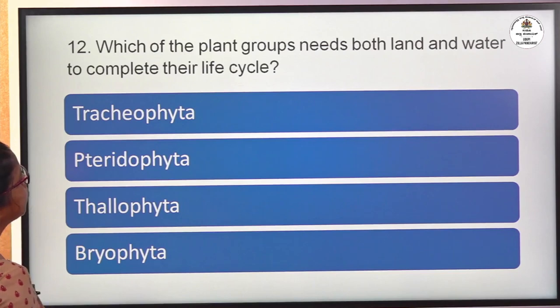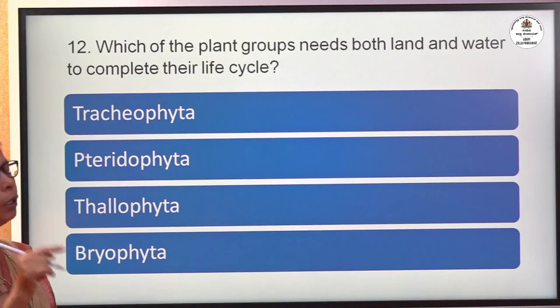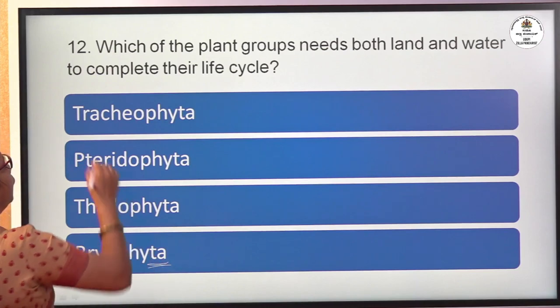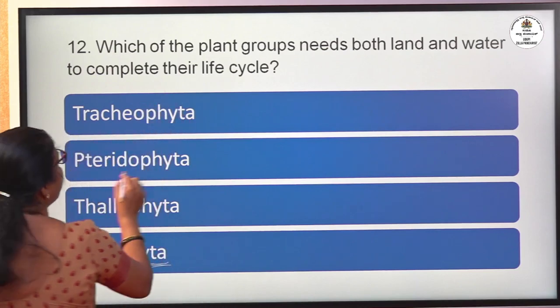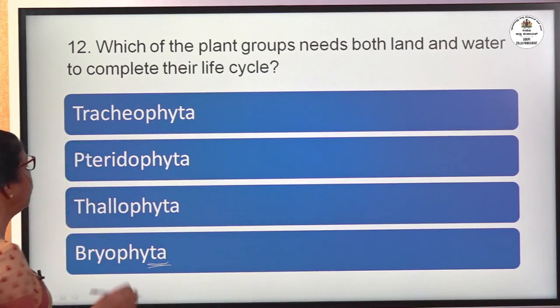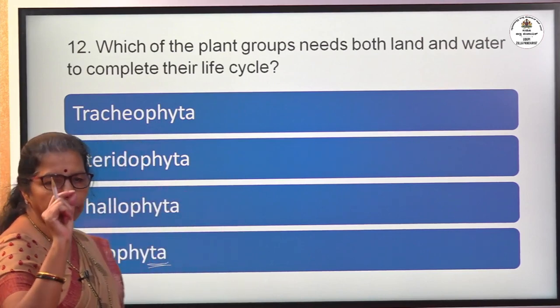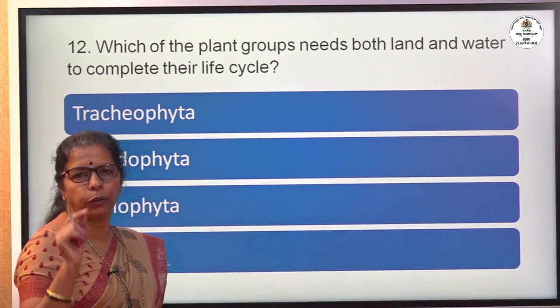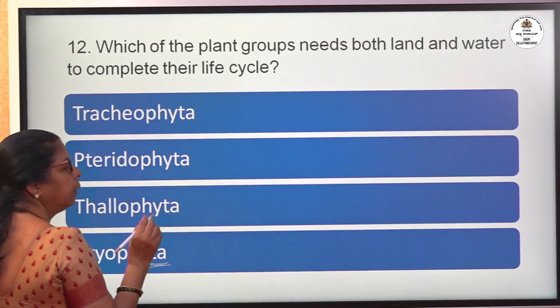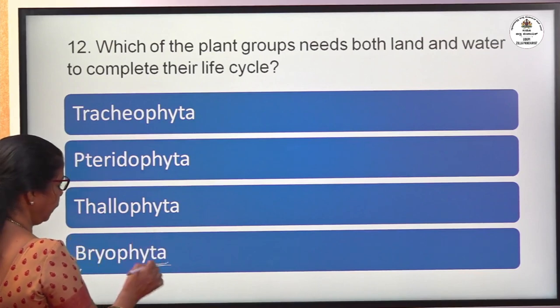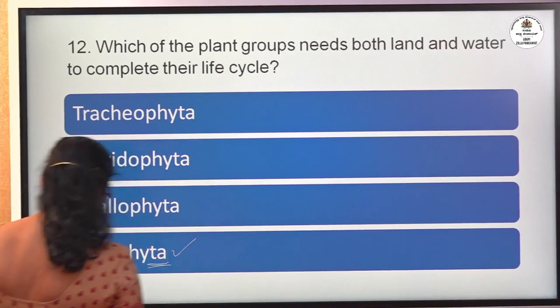Which of the plant groups needs both land and water to complete their life cycle? In case of animals, we call it class Amphibia, where frogs are kept. In case of plants, it is Bryophyta, because Tracheophyta, higher plants, vascular plants, Pteridophyta, are with conducting tissue. Thallophyta, that is algae, and bryophytes are comparatively very small, and for sexual reproduction they need water. The sperm has to reach the egg cell, so for that they need water, and so that is said to be Bryophyta. So, option D.